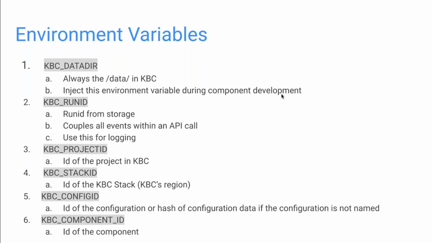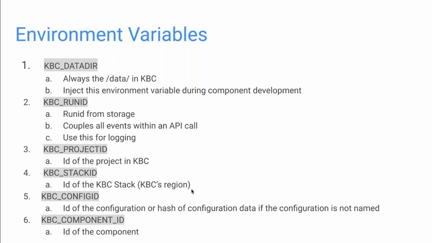KBC_RUN_ID is the run ID from storage, the ID for every run, essentially. The third one is KBC_PROJECT_ID. This is the ID of the project in KBC. The fourth one is KBC_STACK_ID, the ID of the stack, basically Keboola's region.